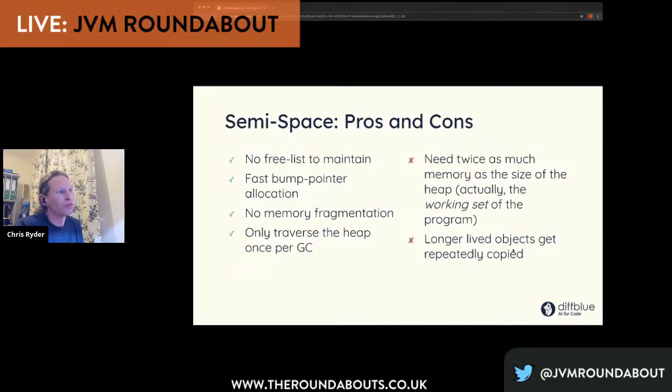Unfortunately, you do need twice as much memory as the size of the heap, actually kind of twice as much as the size of your working set. And basically you copy everything on every GC, or everything that's live on every GC. So if you have objects that hang around for a long time, they'll get repeatedly copied to and fro between from and to space.